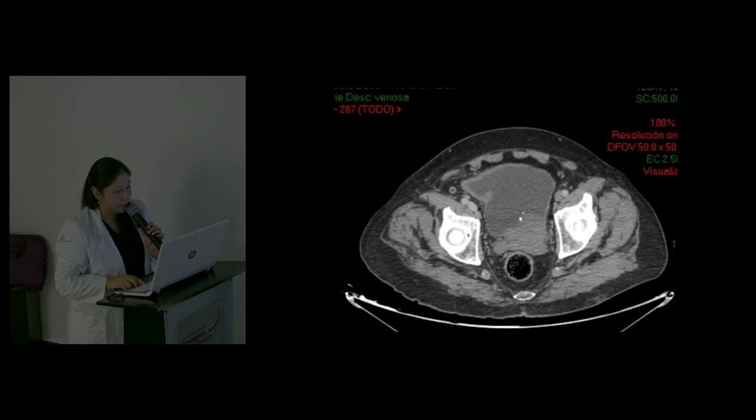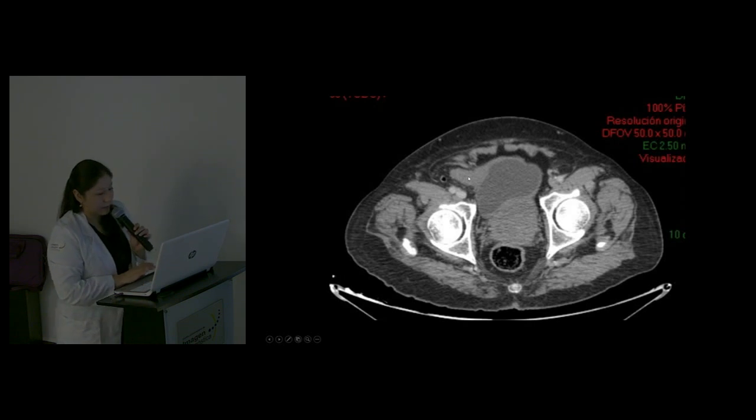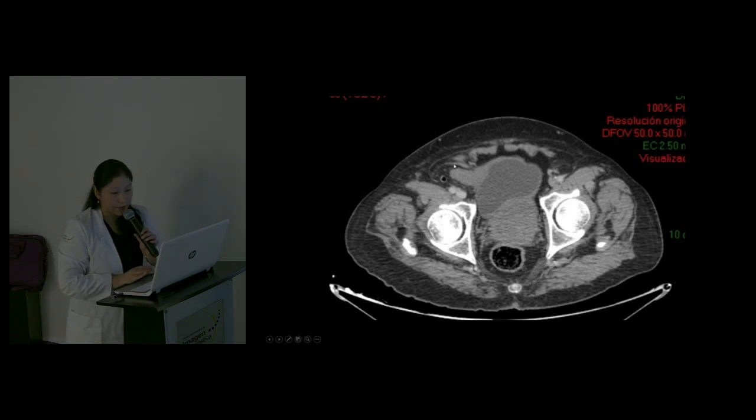We can see the bladder. In this slide, a vesical stone is observed, also an enlarged prostate, and please pay attention to the bladder. It caught my attention that the right anterolateral vesical wall is thickened, and we can see the appendix inside the inguinal hernial sac.